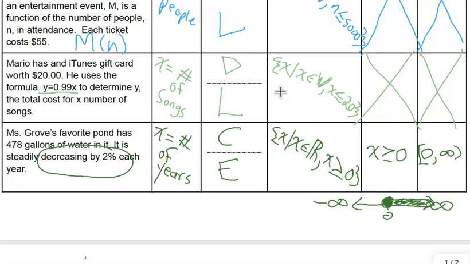I do know how many gallons were in the pond at 0 years from now. It's 478 gallons. And so since there is a value right there, I am including the 0. So you use the square brackets for that.